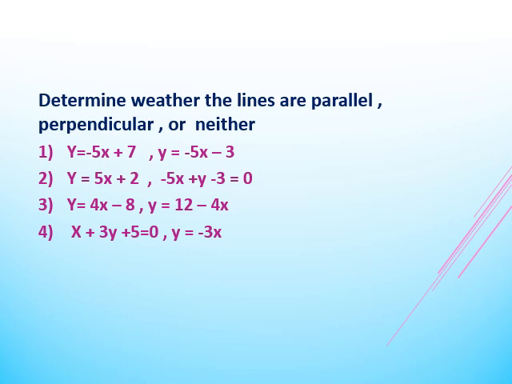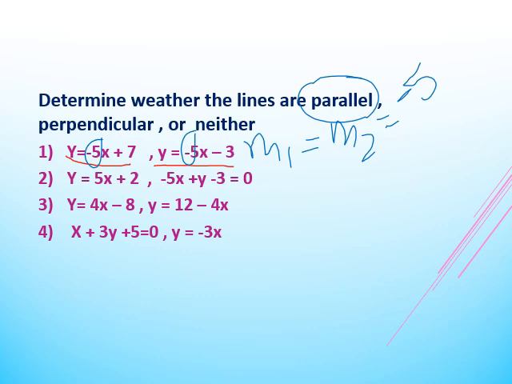For the first one, y equals negative 5x plus 7, and the other y equals negative 5x minus 3. Now, let's note that we compare the two slopes for the two lines. For the first line, m is equal to negative 5, and for the second line, m is equal to negative 5. So m1 equals m2 equals negative 5. So the two lines are parallel to each other.